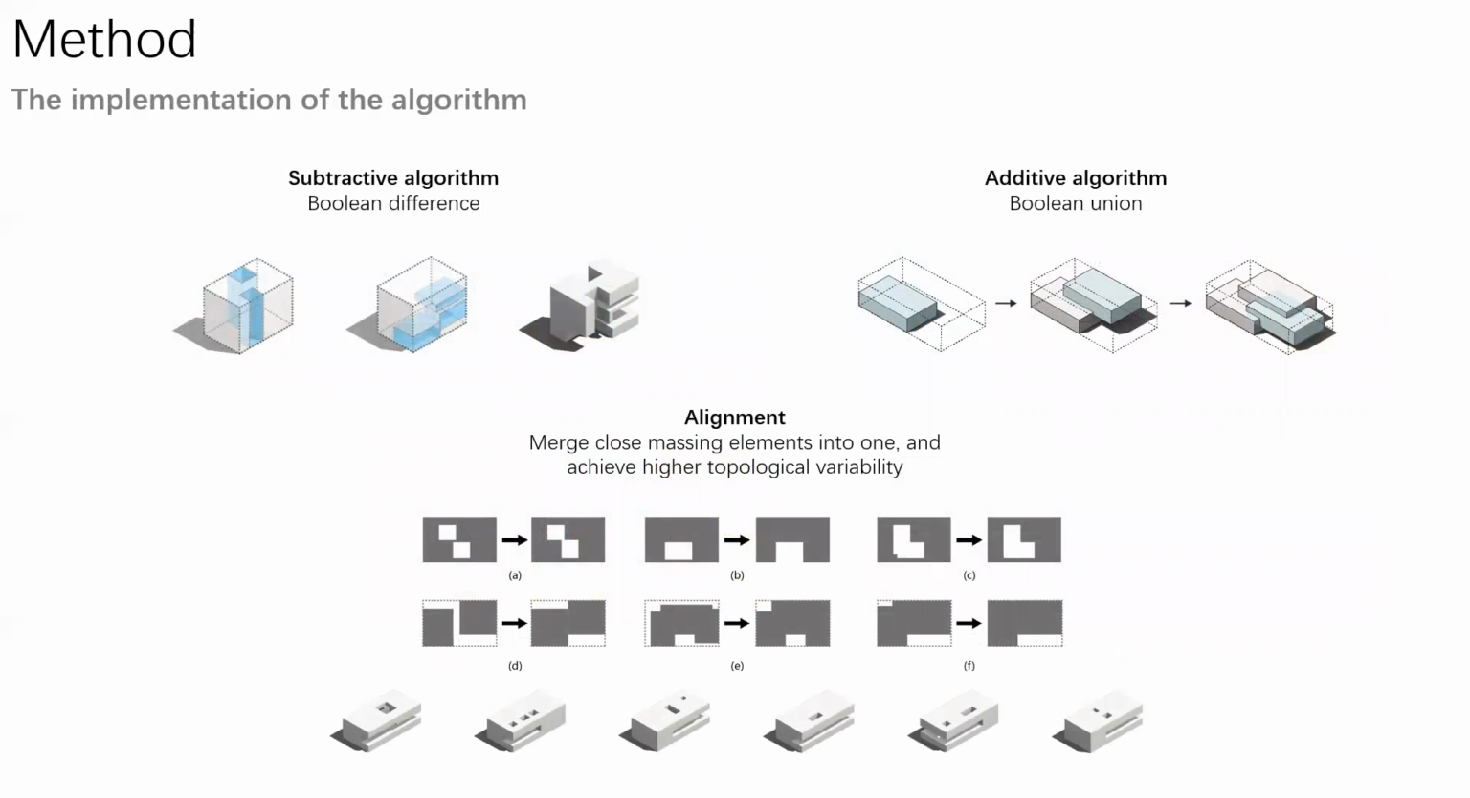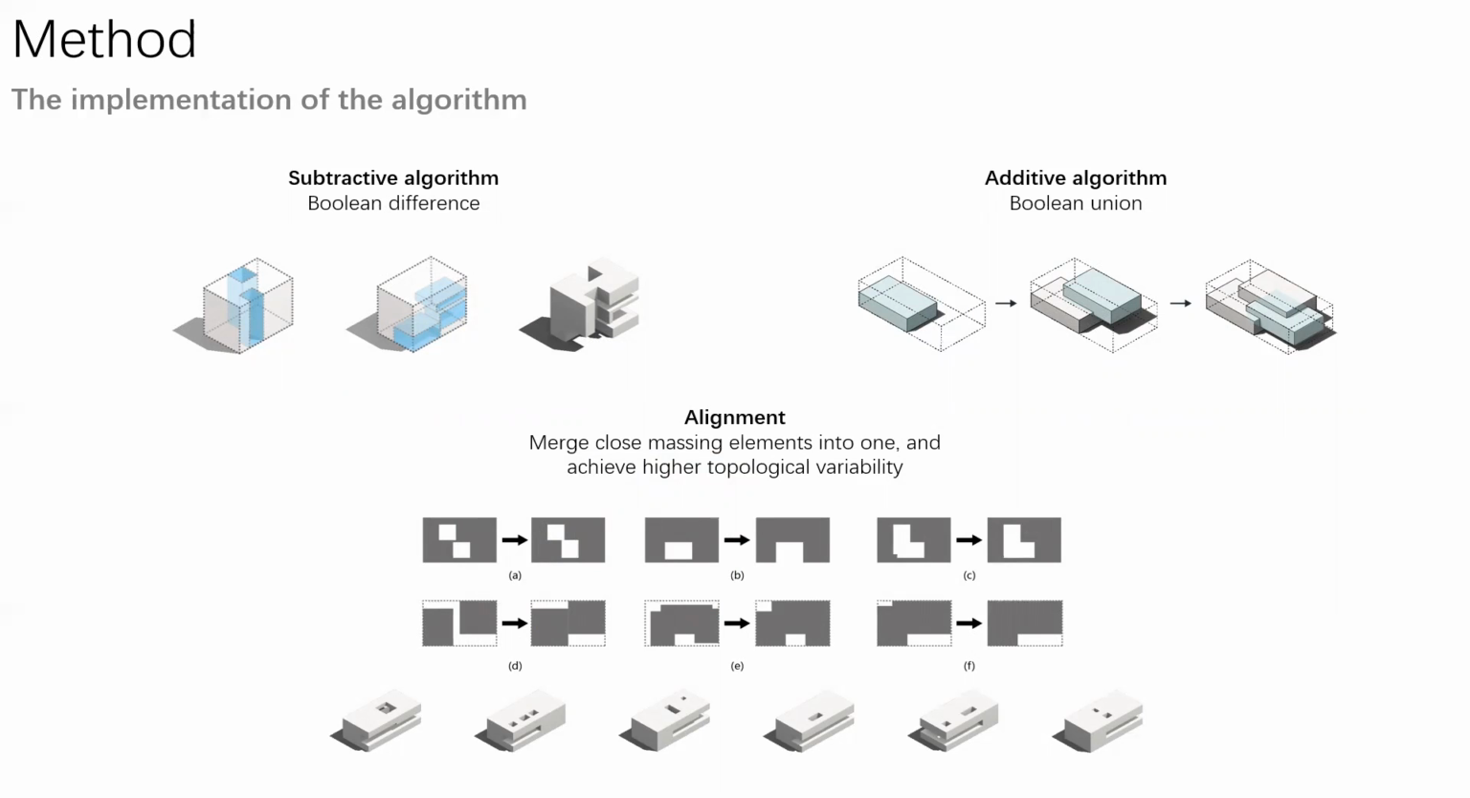In terms of the implementation of the algorithm, I won't go into the detail of all the operators we use in the implementation of the algorithm. I will show you two key points when we realize these two algorithms. The first key operators are the Boolean difference and Boolean union. We use these two operators respectively in the saturated algorithm and the additive algorithm.